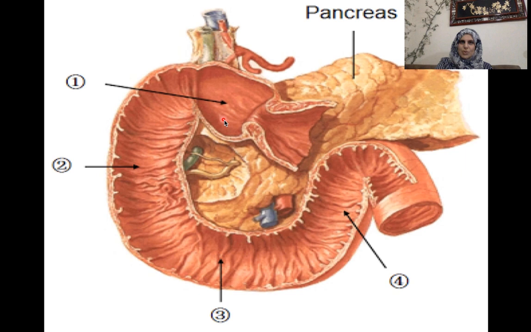Then inside the interior you will find these folds. These folds are semicircular, complete or incomplete circular folds, permanent folds, meaning even with distension they will not disappear. It is called plica circularis, or the other term for it is valves of Kerckring. Be careful, it may come in an MCQ: valves of Kerckring or the plica circularis. It is the number one cause of increasing the surface area of the small intestine. In the small intestine, I have several modifications to increase its surface area.